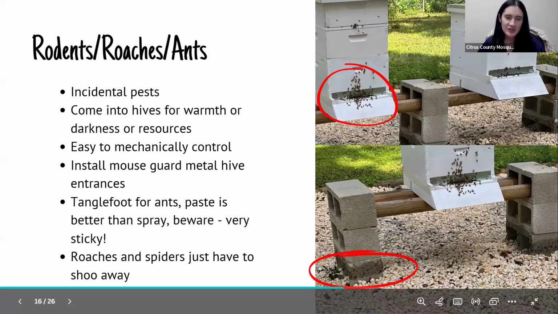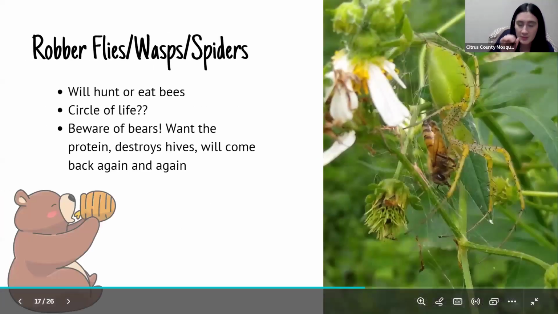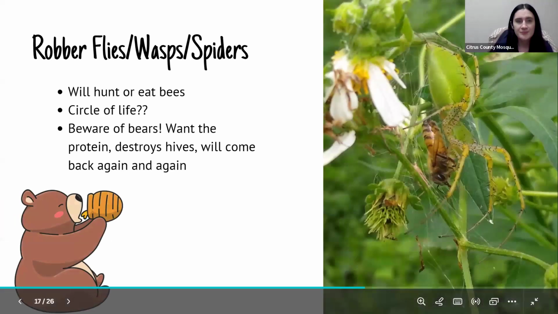And then roaches and spiders too. You just have to shoo them away. Sometimes when you pop open the lids to the hives, there might be a roach or a spider in there, but they're just trying to hide and get away from the elements. Maybe it rained, and they're just trying to get to a cool, dry place. So we usually just shoo those away, but they're not going to hurt your bees at all.